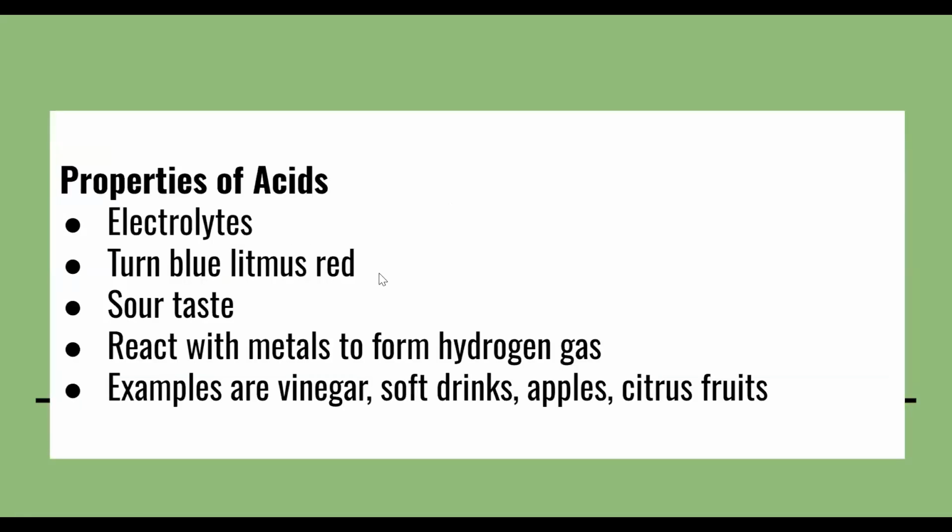Then properties of acids. Acids are electrolytes. They conduct electricity. Turn blue litmus paper red. You have sour taste. React with metals to form hydrogen gas. Examples are vinegar, soft drinks, apples, citrus fruits. These are all examples of acids, things that contain acid.